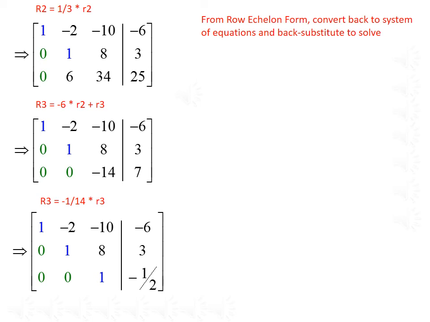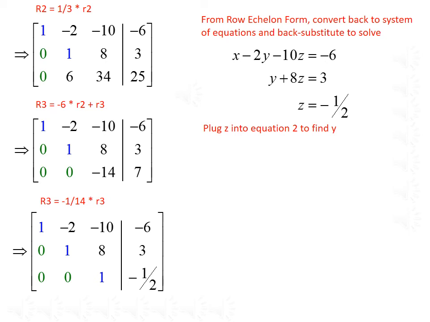Now that our matrix is in row echelon form, we can convert it back to a system of equations and use back substitution to solve the problem. So this matrix in row echelon form corresponds to the system of equations: x minus 2y minus 10z equals negative 6, y plus 8z equals 3, and z equals negative 1/2. So we know that z is equal to negative 1/2.